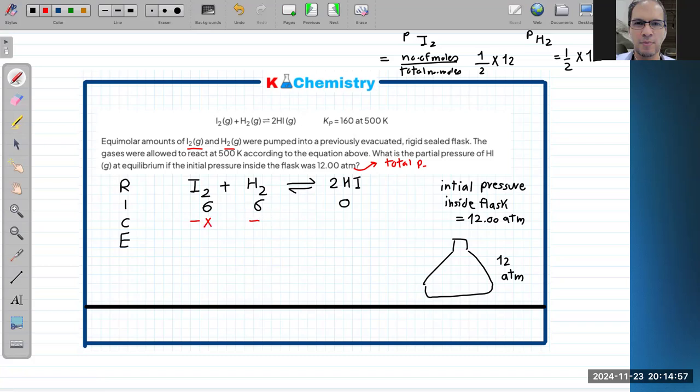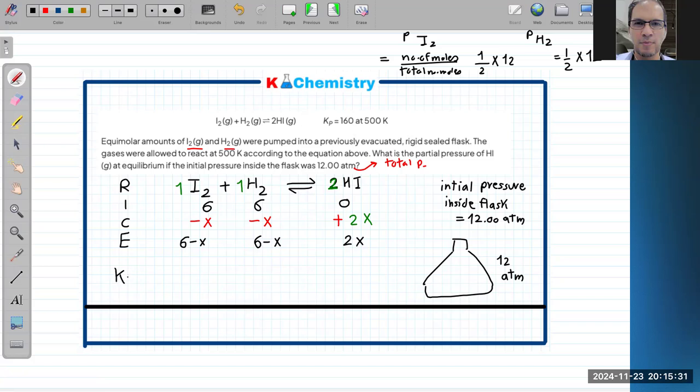And this one also, the reactant has decreased. So always the reactants decrease, and the products will increase in the same x also, but this time the ratio will be 2, because the number of moles is 1 to 1 to 2, so it will be 2x. By the addition, to find the last row, I will say 6 minus x, 6 minus x, and here 2x.